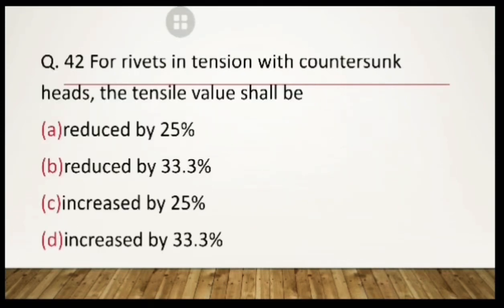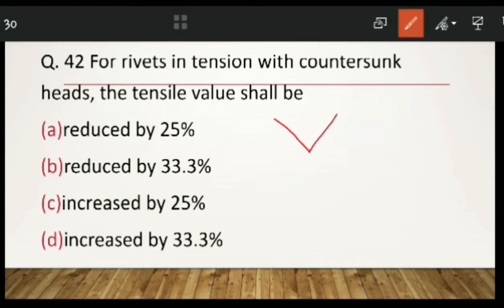Next question, question number 42. For rivets in tension with countersunk head, the tensile value shall be. Do you know what is countersunk head? This type of head is called countersunk head. Option 1 reduced by 25%, option 2 reduced by 33.3%, option 3 increased by 25%, option D increased by 33.3%. Your answer will be reduced by 33.3%.